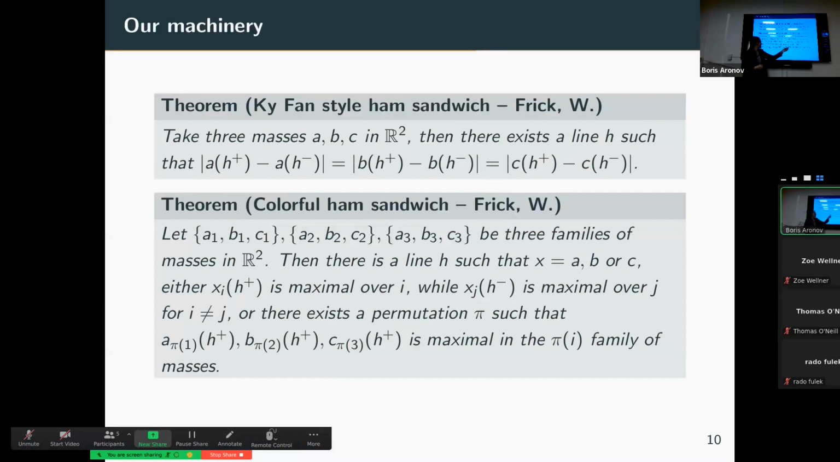Or you're going to get a permutation such that you have the A1 mass is maximized, so you have the most A1 mass of any other of the masses in your first family. The B2 mass is maximized in the second family, and the C3 mass is maximized in the third family. And this is kind of echoing this Kaifan statement again, where you have either this like -2 + 2 label, or you have your full dimensional face with all the different labels.